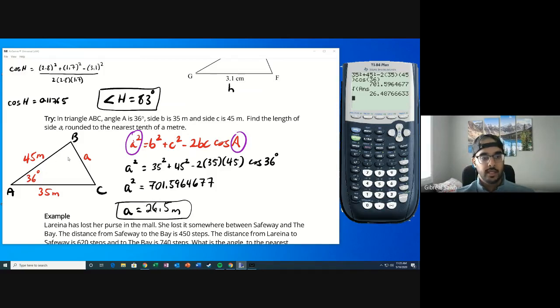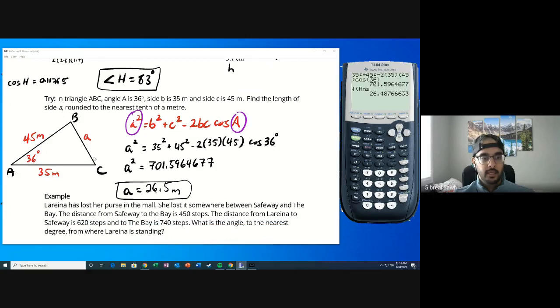Now that I know that side length, I can use the sine law to find out another angle. I didn't have enough information before, but now I do. As soon as I've got that side length, I have enough information to make those side angle pairs. I only had to find the side length, so essentially we're done. Okay, the last one in here.